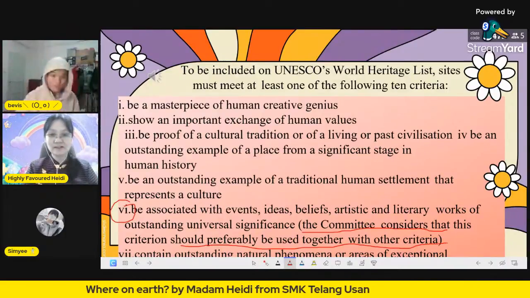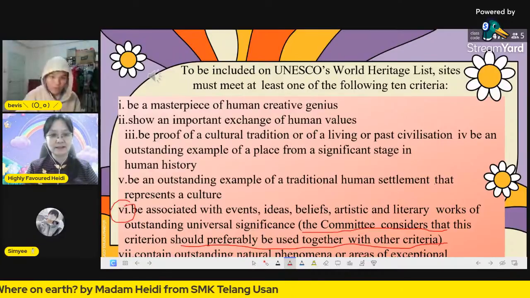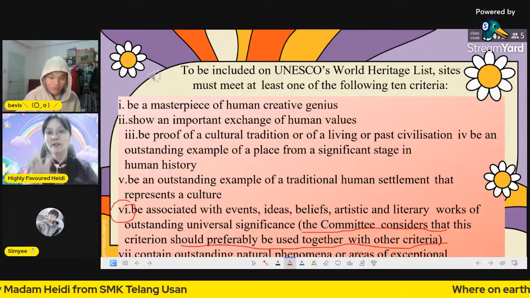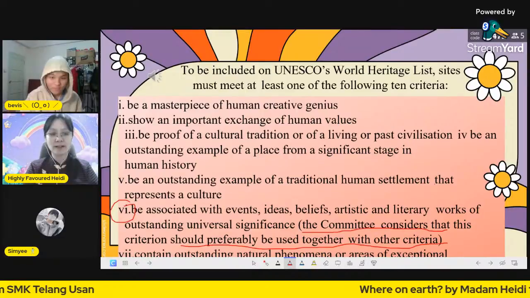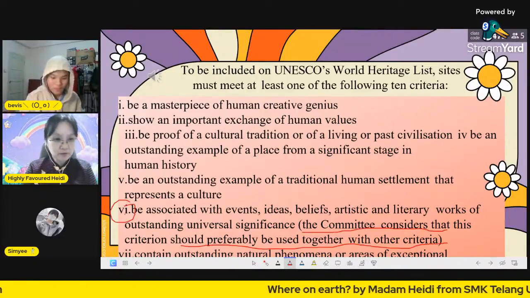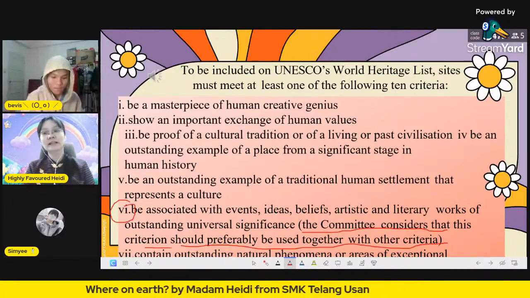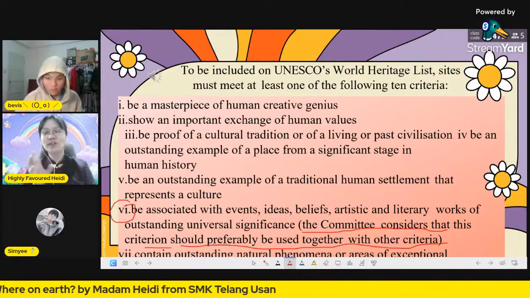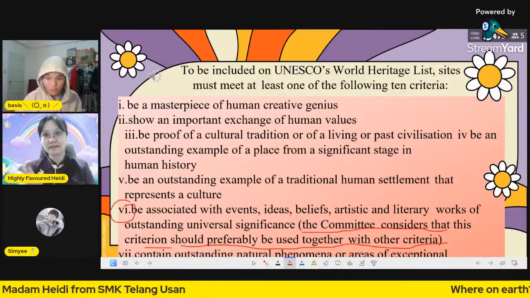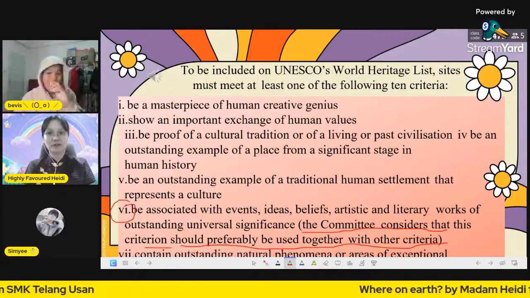Okay, so the answer is this one. The committee considered that this criterion, when it is a lot, is criteria; when it's only one, it is criterion. All right, I just want to show you the spelling. It's just like bacteria. We always spell bacteria, bacteria, bacteria. Bacteria is a lot, all right?